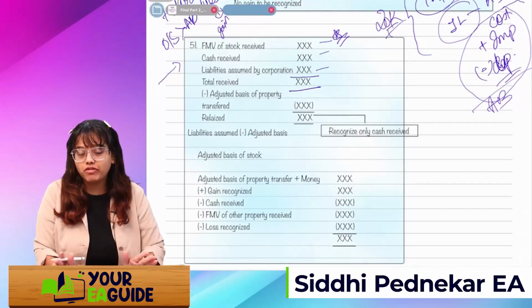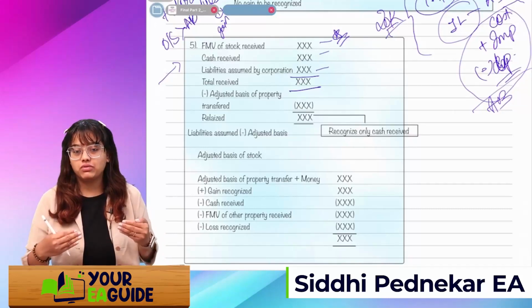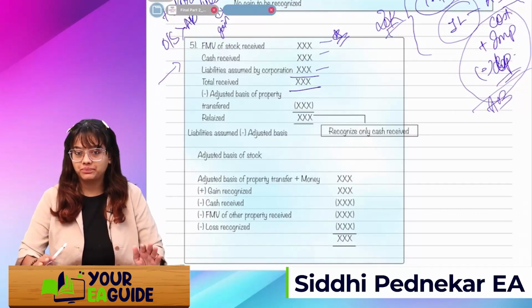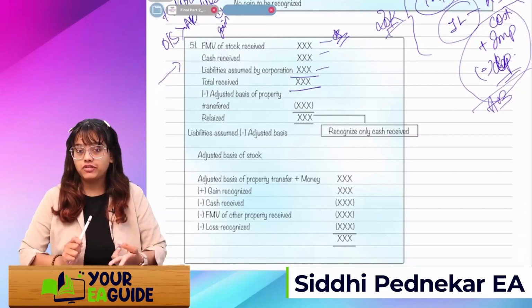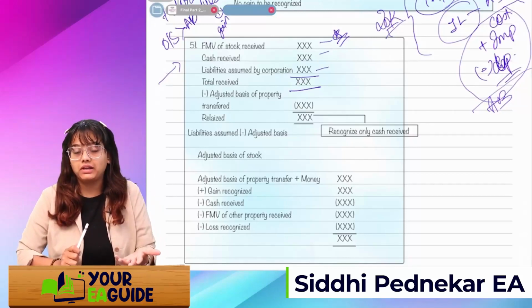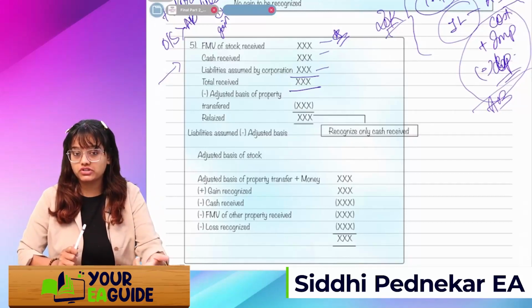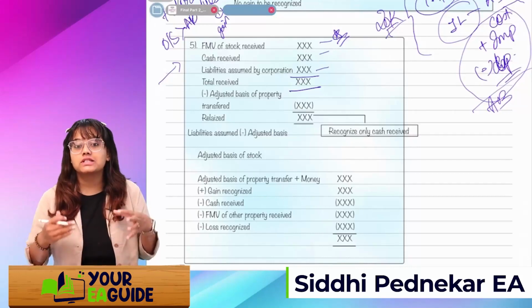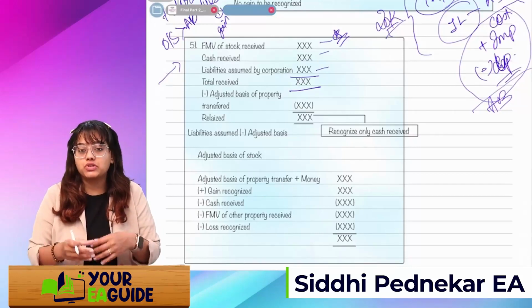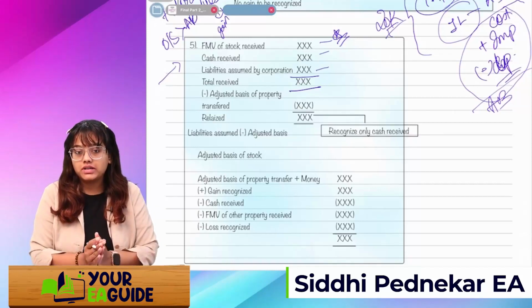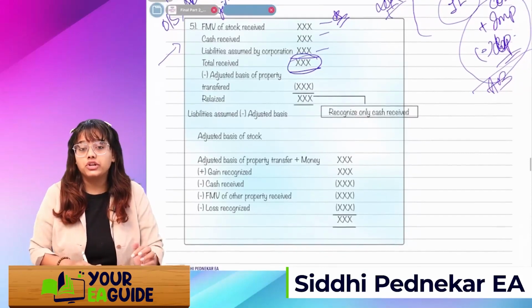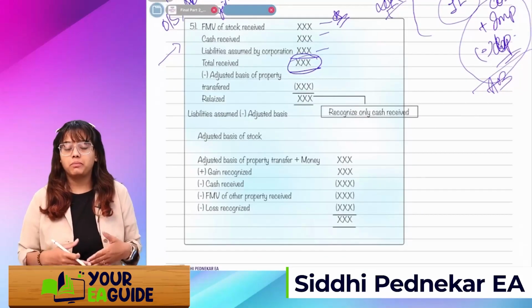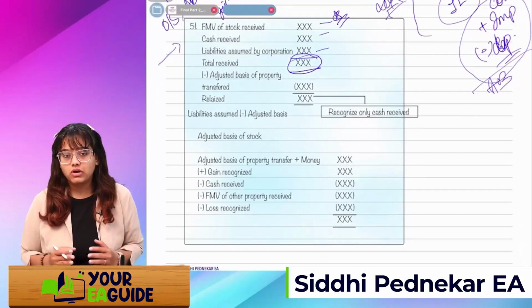See, this is the simple formula. Whatever you are receiving, take into account. Whatever you are giving up, reduce it. FMV of the stock received, cash received, then take the cash. If you have given up the property and the liability is assumed by the corporation, that is a benefit for you, so you will add that liability which was assumed by the corporation. Whatever is the total, out of this total we'll reduce the adjusted basis of the property transferred. You know now what the adjusted basis is, right?